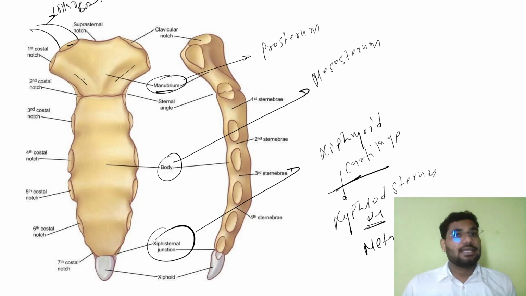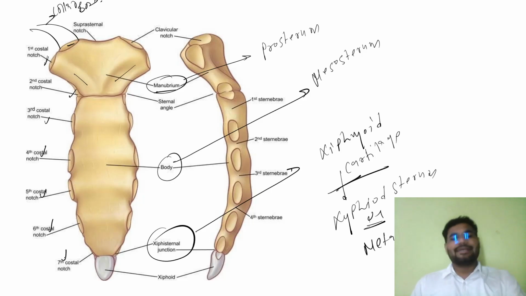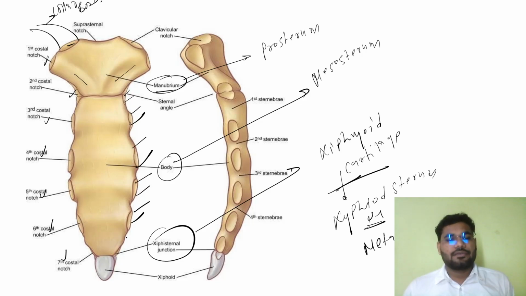This is what we call the prosternum, and it provides the articulation for the ribs. So, this is the first costal notch. And then there is the second, third, fourth, fifth, sixth and seventh. So, seven ribs are attached here like that. 1, 2, 3, 4, 5, and this is of course the first one. Then 6, and then it is the seventh one. So, this is how the seven ribs are attached.